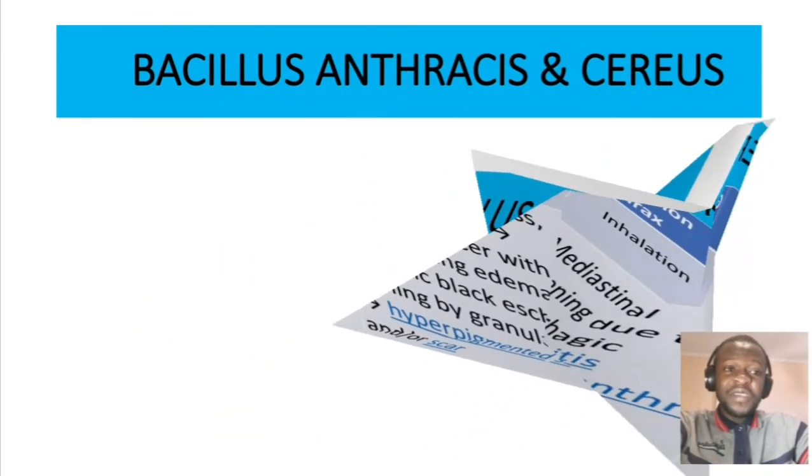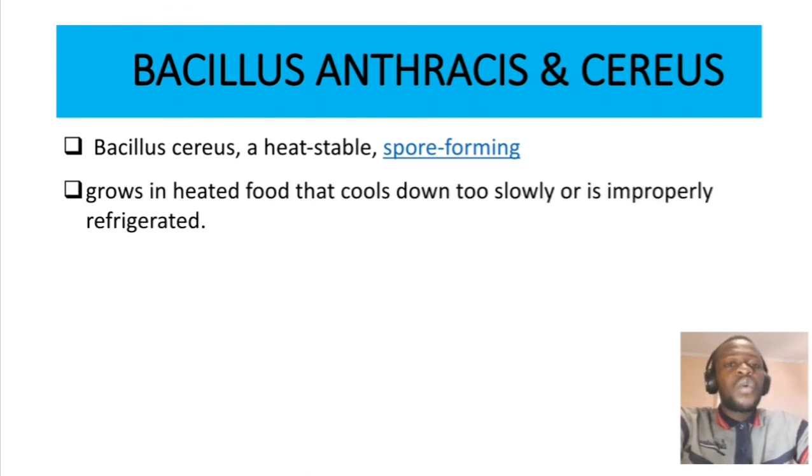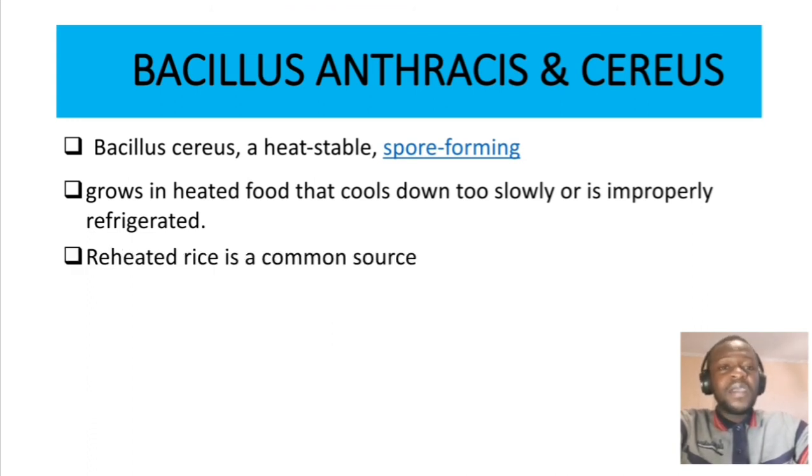Now is the time to talk about Bacillus cereus. Bacillus cereus is a heat-stable spore-forming bacteria which usually grows on heated food that cools down slowly or is improperly refrigerated. The most common, when they talk about Bacillus cereus, is heated rice. So heated rice is the most common.